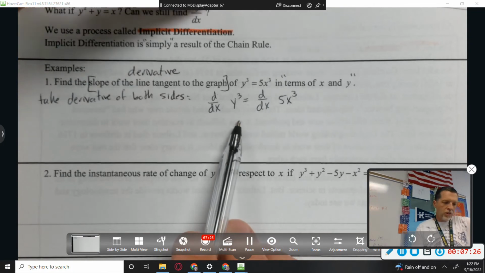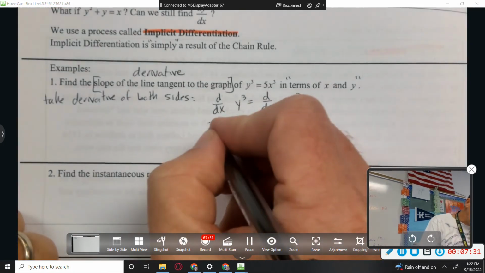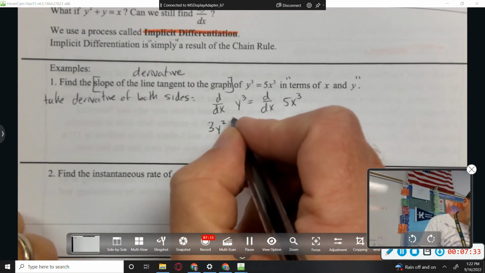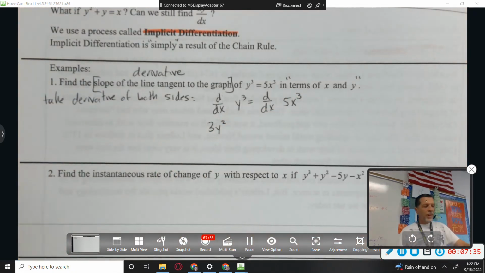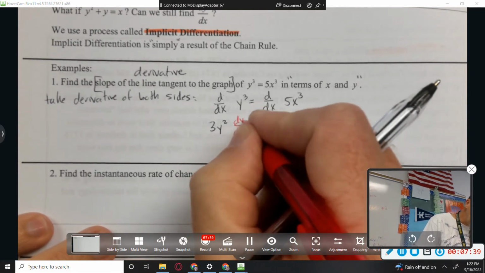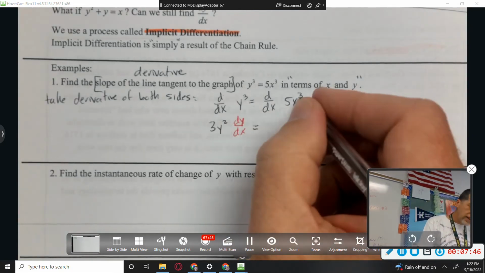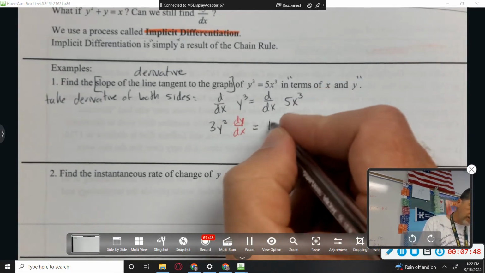So we took the derivative of y cubed a moment ago. Still the power rule, 3y squared. But then the chain rule. And the chain rule, that's the biggest part of this. People will forget the dy dx. When a y shows up, don't forget dy dx. The other side is easy, 15x squared.